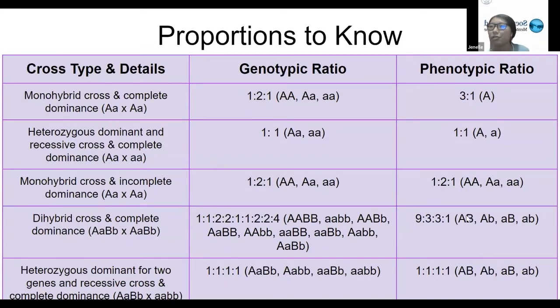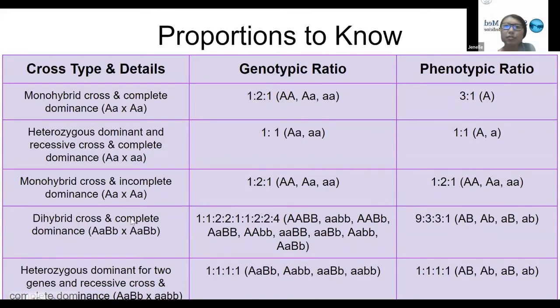But for the phenotypic ratio for a dihybrid cross, a really good thing to know is the 9 to 3 to 3 to 1 ratio, where 9 would show both of the dominant phenotypes, 3 would show the dominant phenotype of one of the traits and the recessive phenotype of the other trait, and then another 3 would do the reverse of that, and then 1 would have both recessive alleles.